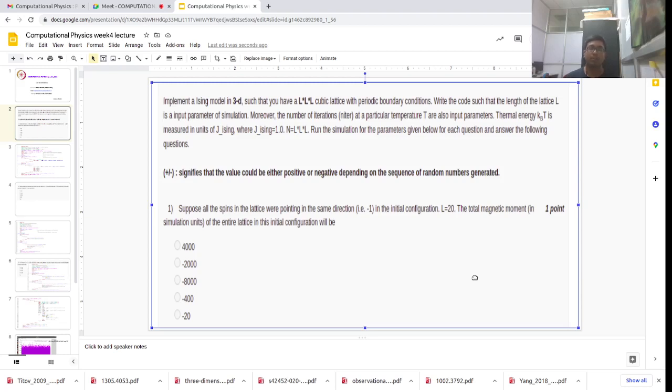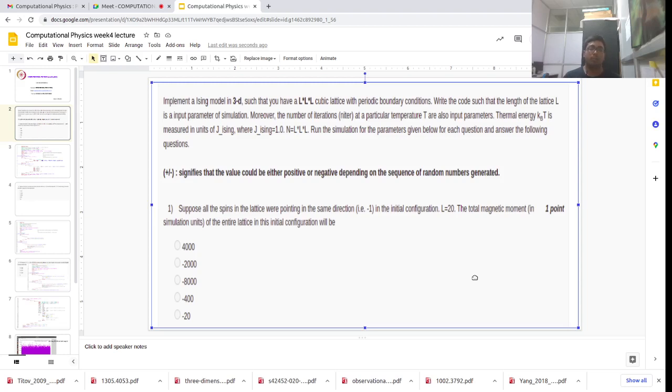So you have to give a particular temperature T as well as the number of iterations, and also thermal energy kBT is measured in units of J Ising. So you can see this from the lectures of the faculties also. And then capital N will be the number of total lattice sites, which will be L cube, and run the simulation for the parameters given below for each question and answer the following questions. Okay, so the first question is okay.